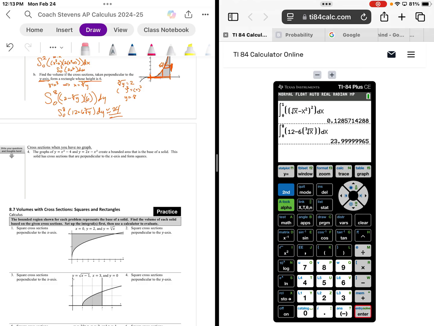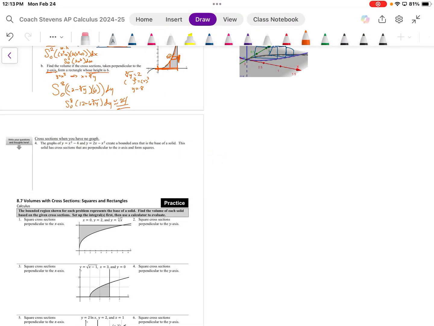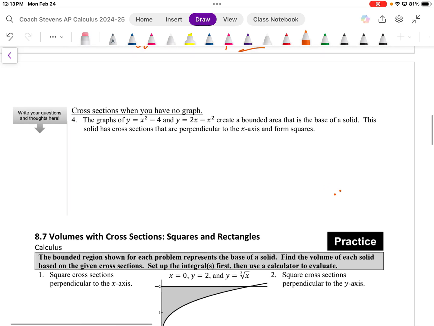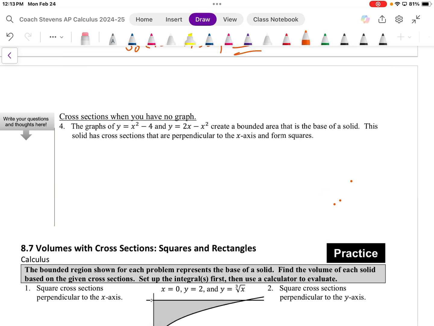All right. Last problem. Again, tomorrow all we have to do is change this and make the cross sections semicircles and triangles. That is all we're doing differently tomorrow. All right, so we have cross sections when you have no graph. Okay, so don't graph it, don't cheat.